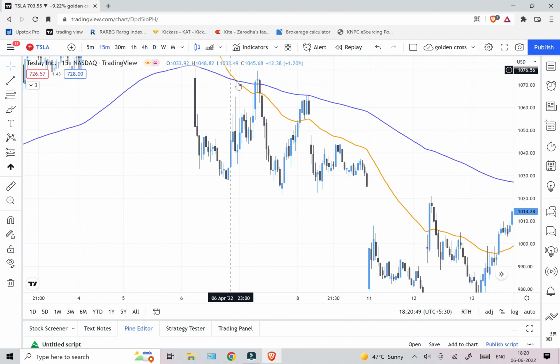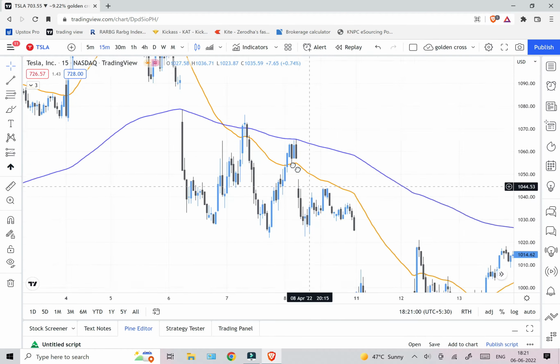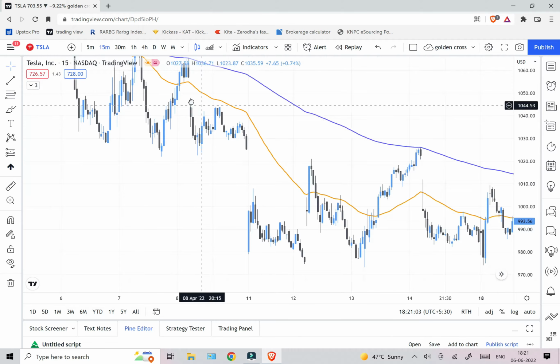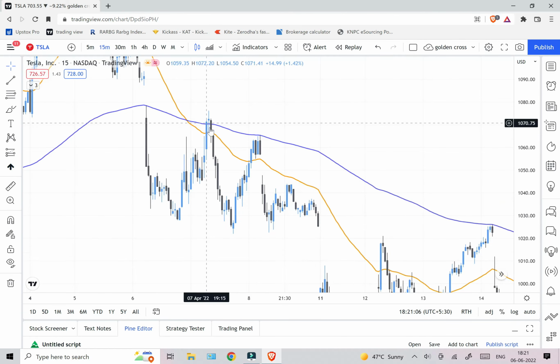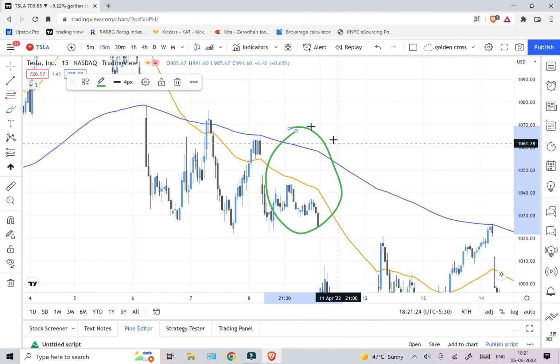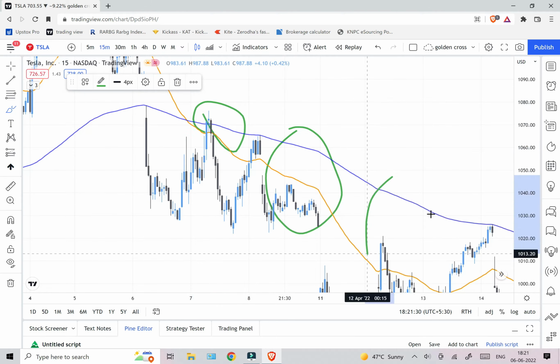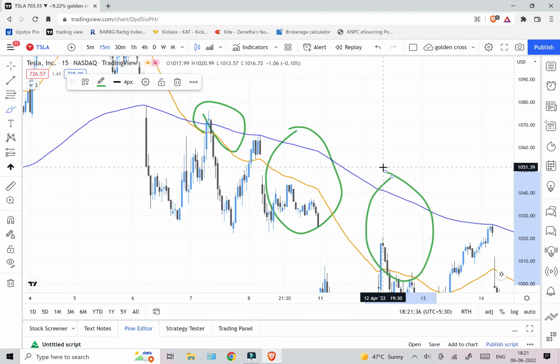50 moving average cutting 200 moving average from the top. Over here, you are not going to trade. The second thing that you need to remember is that the distance between the two EMAs should be big. It should not be small like this. It should be a big distance because this is a high reward, small risk trade.